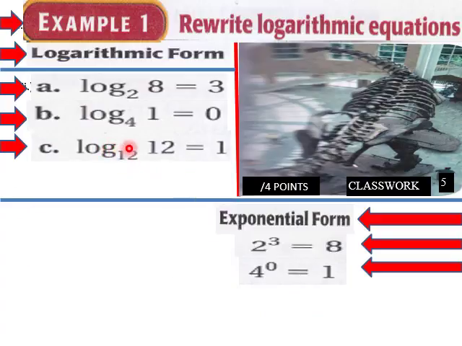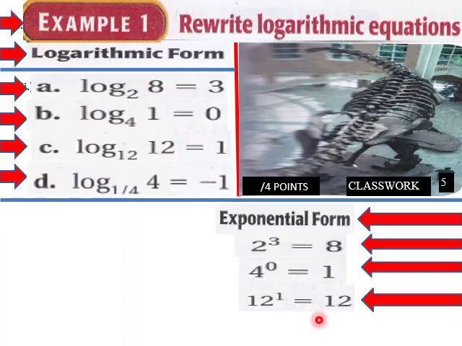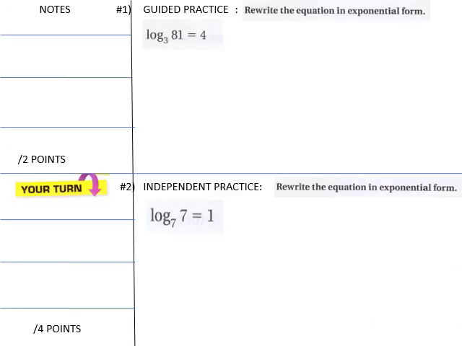In logarithmic form, log base 12 of 12 equals 1. How would that be in exponential form? 12 to the first power equals 12. And then log base 1/4 of 4 equals negative 1. That would be 1/4 to the negative 1 power equals 4.